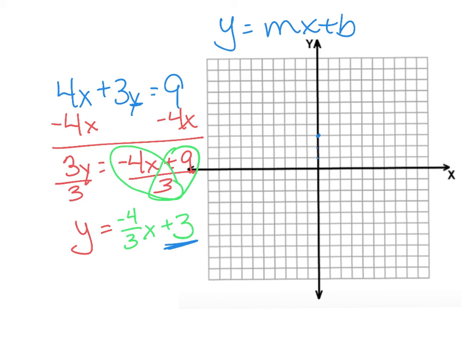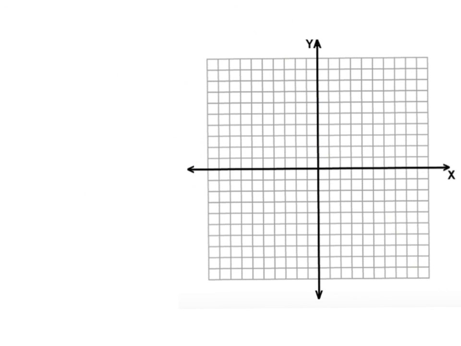So y-intercept, 1, 2, 3. Slope, negative 4/3, so I'm going to go down 4 and to the right 3. 1, 2, 3, 4, 1, 2, 3. Go the other way. Instead of down 4 to the right 3, I'm going to go up 4 to the left 3. 1, 2, 3, 4, 1, 2, 3. The other one would be there. And I've got a negative slope, so I'm going down. That is what you are going to be doing.